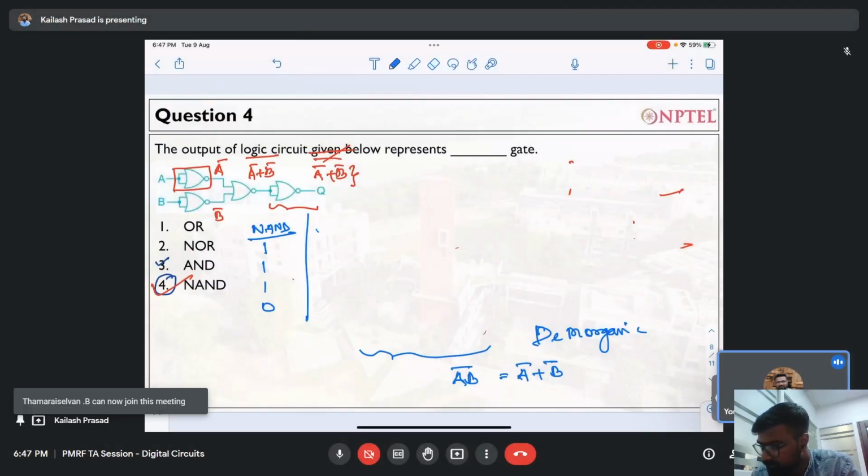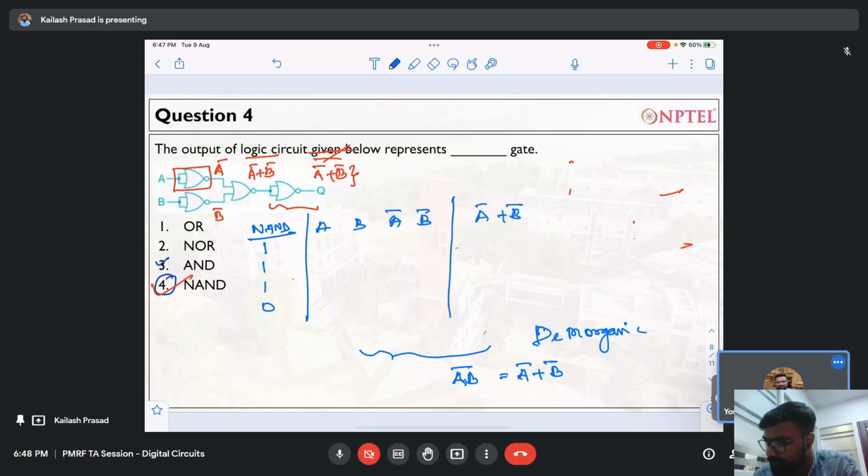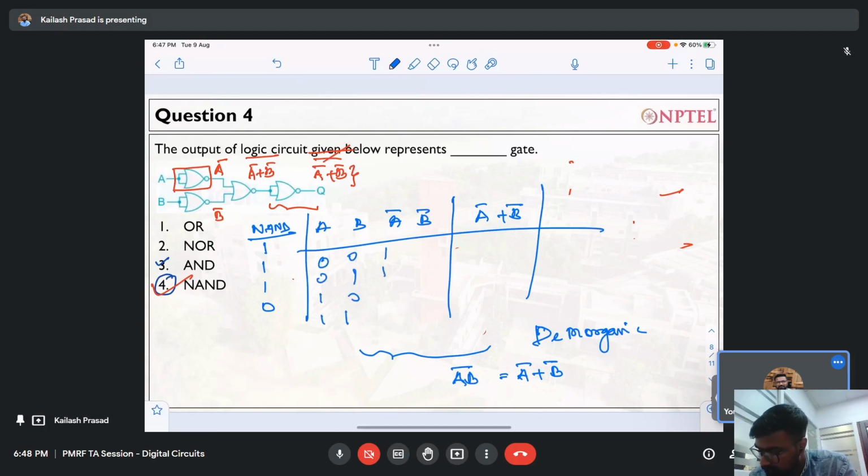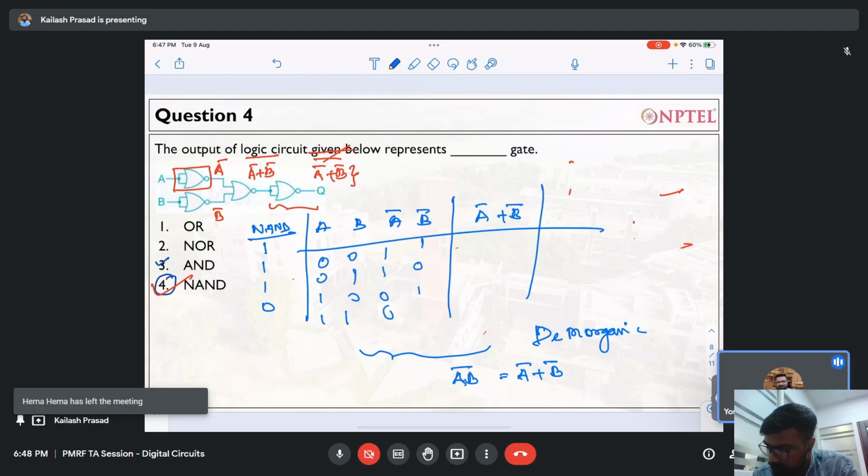So this will be A, this will be B, then I have A bar, then I have B bar, okay. Then what I will do, I will do OR of A bar plus B bar, okay. So I will write like this. This is 0 0 0 1 1 0, then 1 1, okay. So this will be 1 1 0 0. This will be 1 0 1 0, okay.